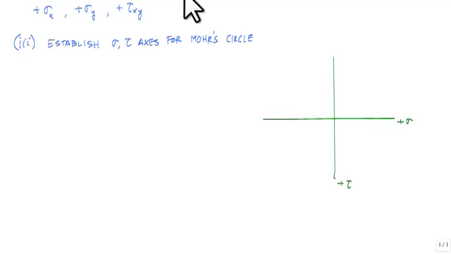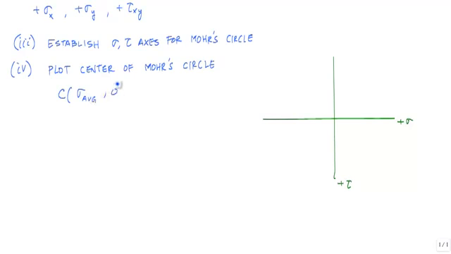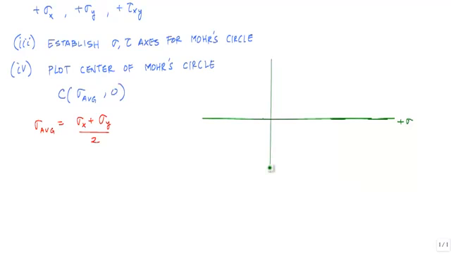Next, we want to determine the center of Mohr's circle, which is located at sigma average, comma 0. Sigma average is the average of the normal stresses. And that point would be somewhere along the plus sigma axis because the tau value is 0. So this red dot will represent the center of a Mohr circle. I'll put a C on there.